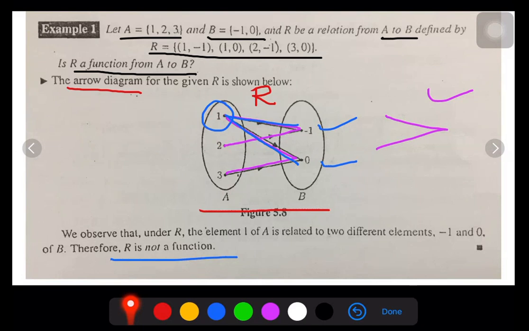But on the other side, 1 is having two images, which is not entertained. 2 is having only one image, that's fine. 3 is having only one image, that's also fine. But this one is not allowed in the case of functions. So it is only a relation but not a function.